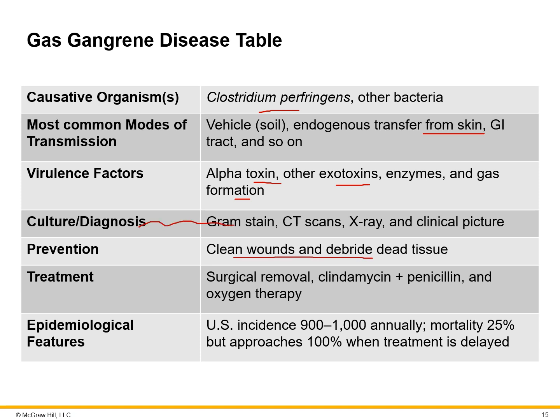Again, prevention is getting rid of dead tissue, which is called debriding. So removing that dead tissue, making sure wounds are clean. And then as far as treatment, again, oxygen can be used because it has to be anaerobic, so keeping it open, as well as getting rid of that dead tissue, surgical removal, and some antibiotics.